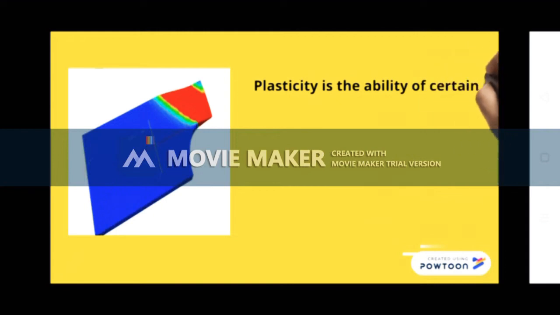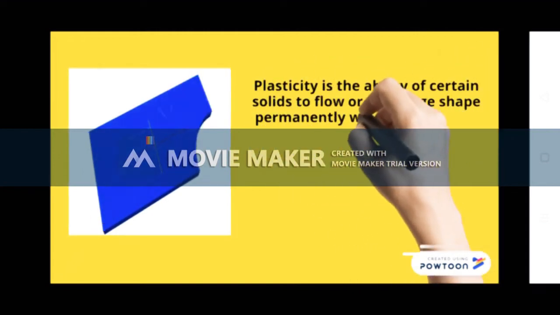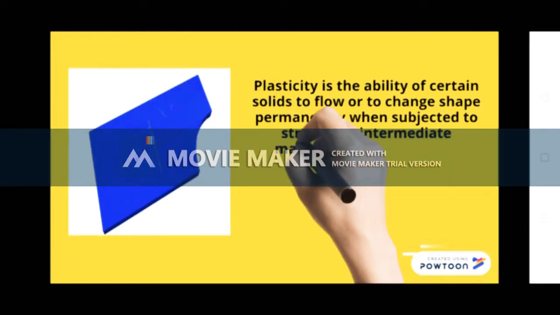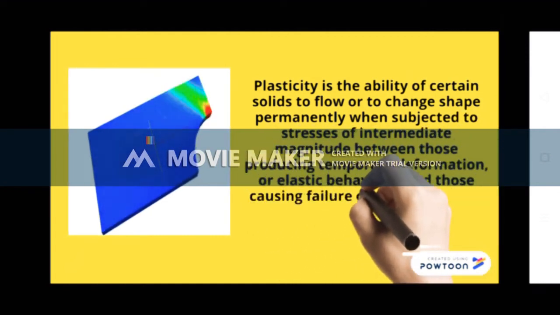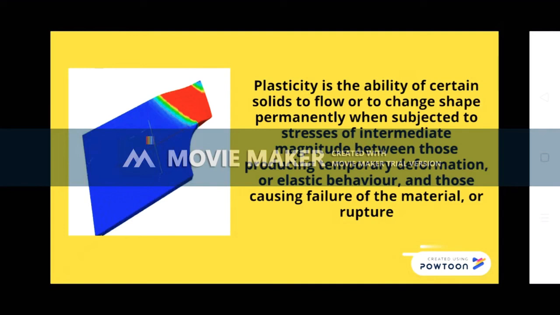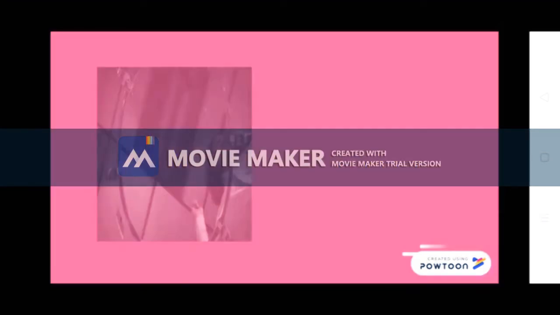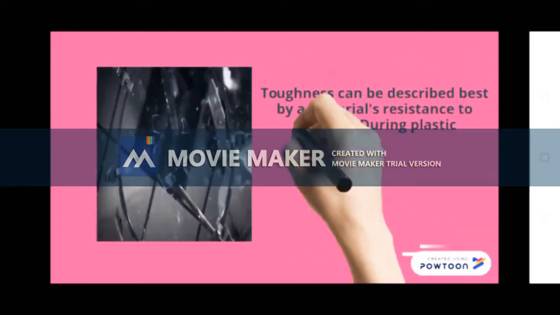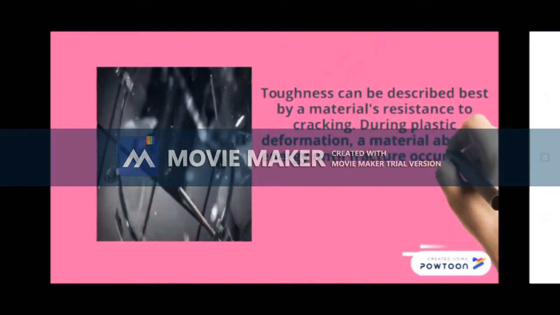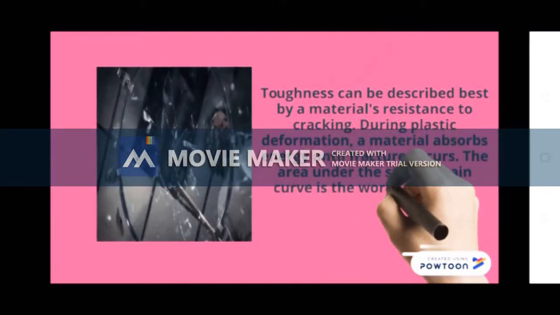Plasticity is the ability of certain solids to flow or to change shape permanently when subjected to stresses of intermediate magnitude between those producing temporary deformation or elastic behavior and those causing failure of the material or rupture. Toughness can be described best by a material's resistance to cracking. During plastic deformation, a material absorbs energy until fracture occurs.